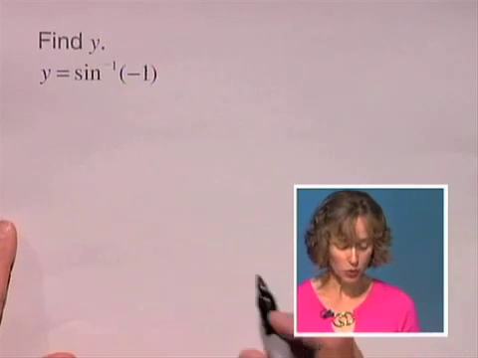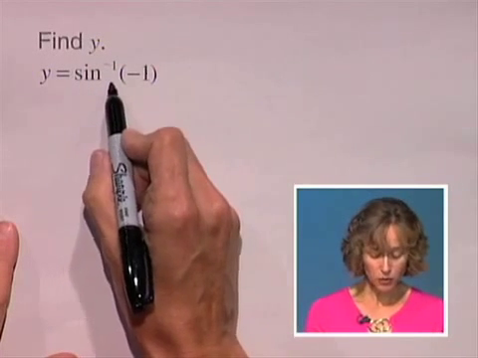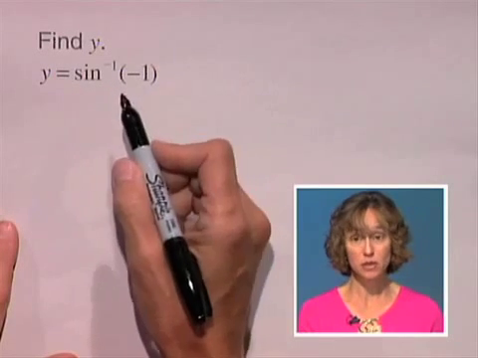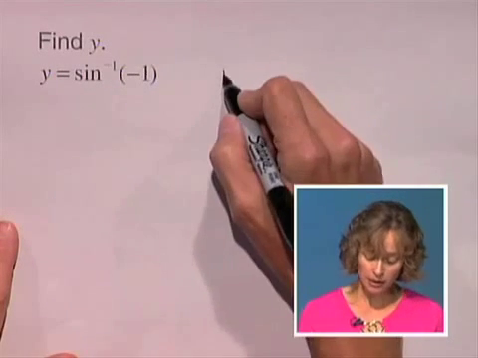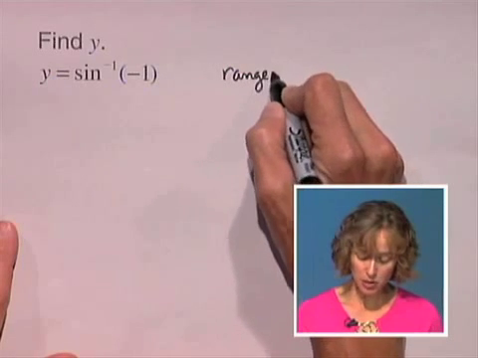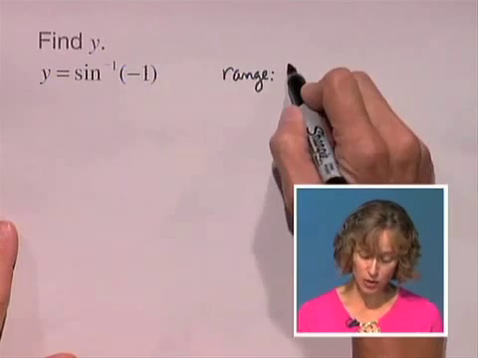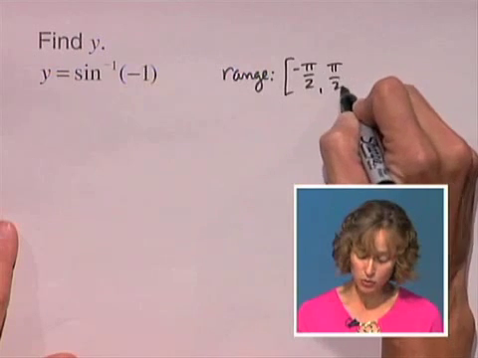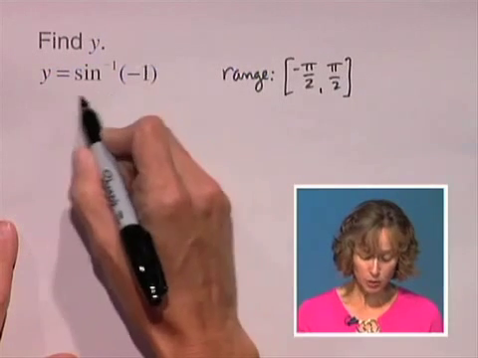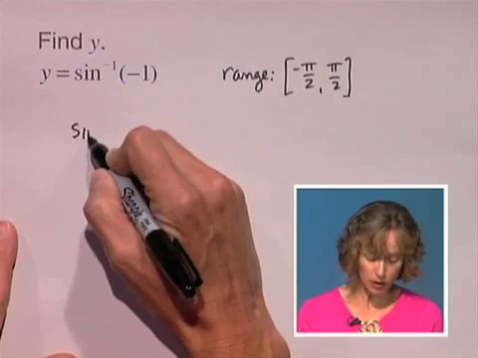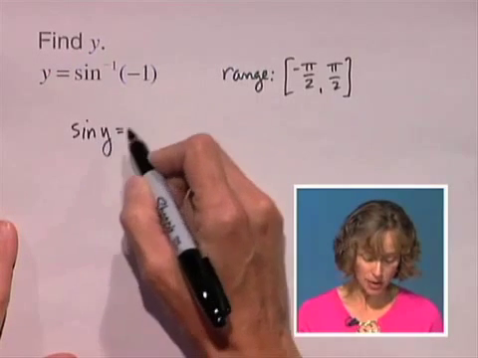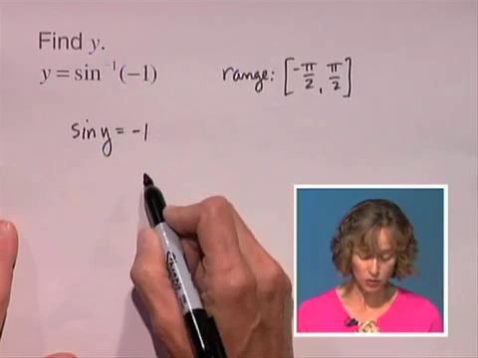Here we want to find y, where y is equal to inverse sine of negative 1, and this is another notation that can be used instead of arc sine. Again, you need to pay attention to the range of the inverse sine function. It is negative pi over 2 to pi over 2. And we can interpret this as I'm looking for an angle such that the sine of that angle is the number negative 1.